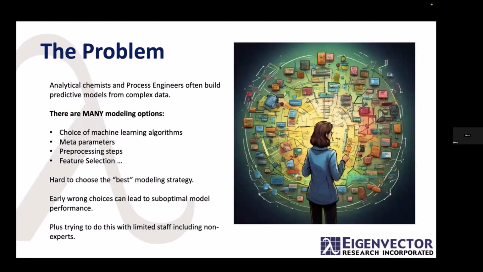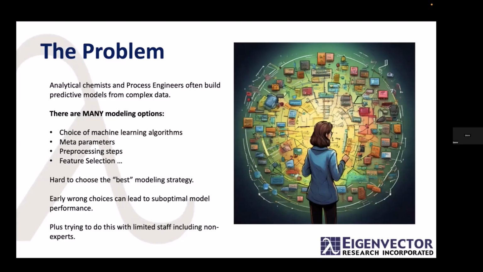So the problem is that analytic chemists and process engineers often have to build predictive models from complex data, and there are a lot of modeling options. I have to laugh about that because we, for instance, have added an awful lot of different types of pre-processing to PLS Toolbox and Solo over the years. And that's great, but it is admittedly almost overwhelming, all the different things that you could do.